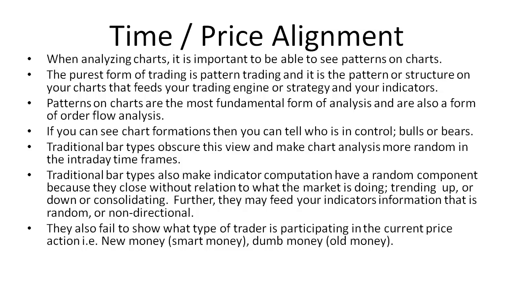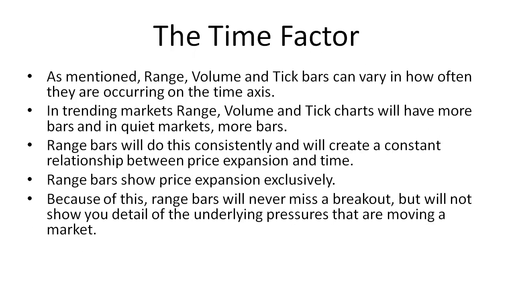Traditional bar types obscure this view and make chart analysis more random in the intraday time frames. Traditional bar types also make indicator computation have a random component, as we've discussed, and they may feed your indicators random information. Now, they also fail to show what type of trader is participating in the current price action. New money, which I call smart money, or dumb money, old money. This is a difference between new money entering a market on a rally or dumb money getting stopped out, short covering or long liquidation, for example.